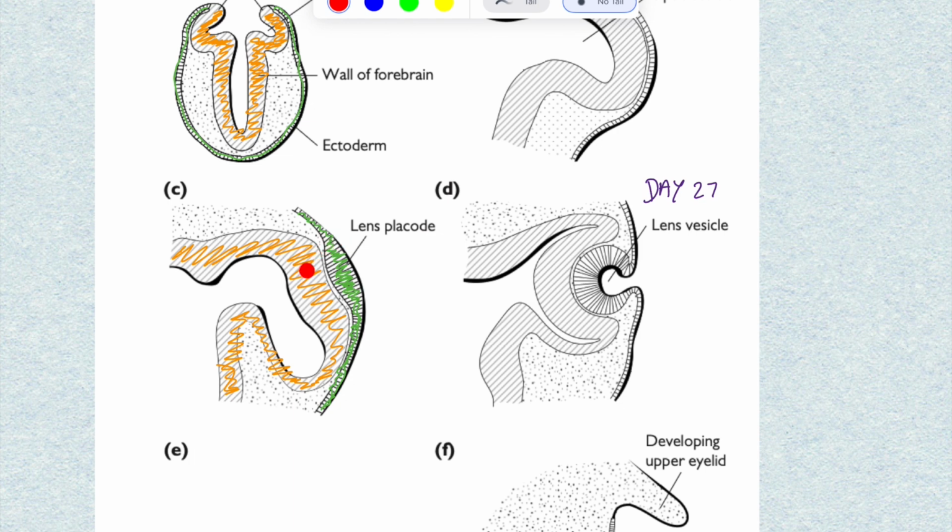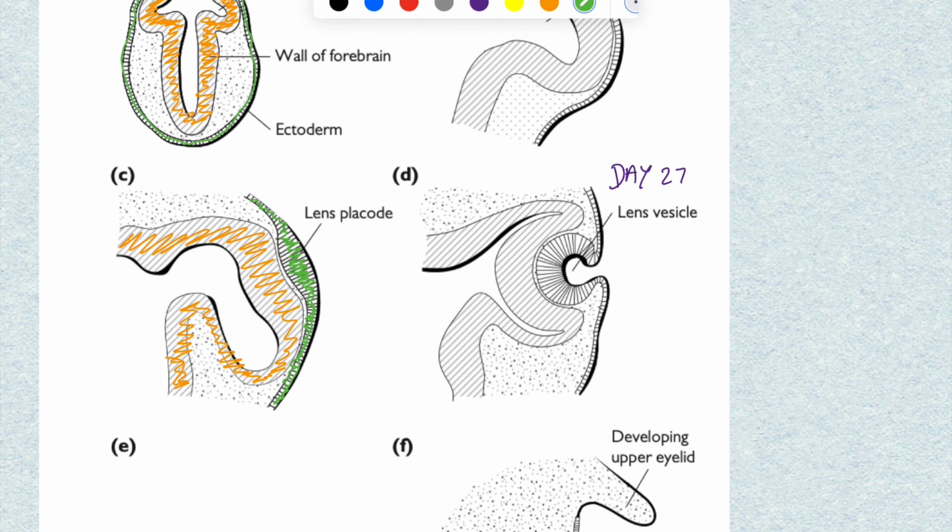And you can see here we just have a thickening of the surface ectoderm, and this is termed the lens placode, okay? When this thickens and causes the lens placode, this causes the optic vesicle to invaginate, okay? So the lens placode thickens and it triggers the optic vesicle here to invaginate. So we have the surface ectoderm, we have what was previously the lens placode, which is now invaginated to form the lens vesicle. This happens at day 27.